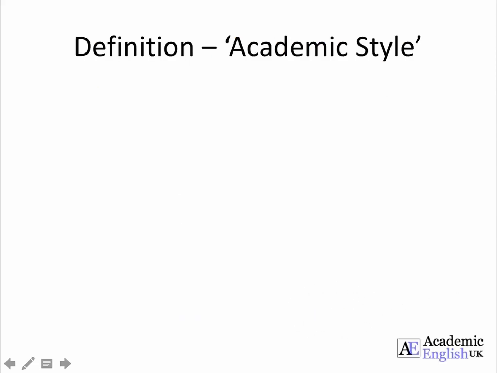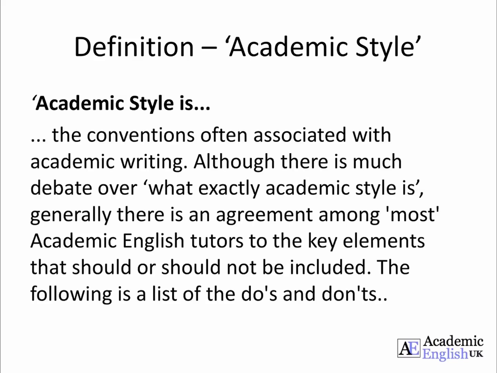Okay, we're going to start with a definition of academic style. So, academic style is the conventions often associated with academic writing. Now, although there is much debate over what exactly academic style is, generally there is an agreement among most academic English teachers as to the key elements that should or should not be included. The following is a list of the do's and the don'ts.